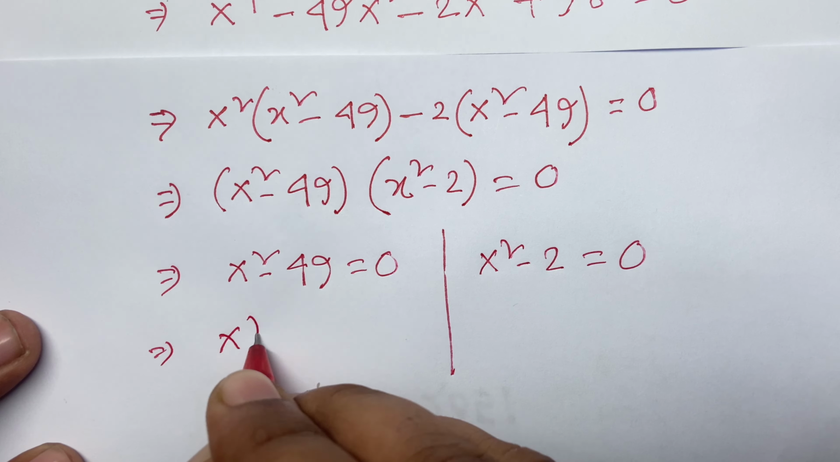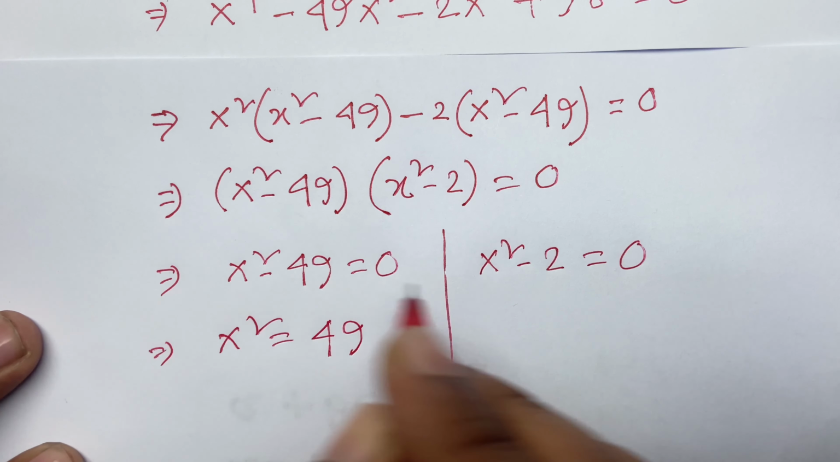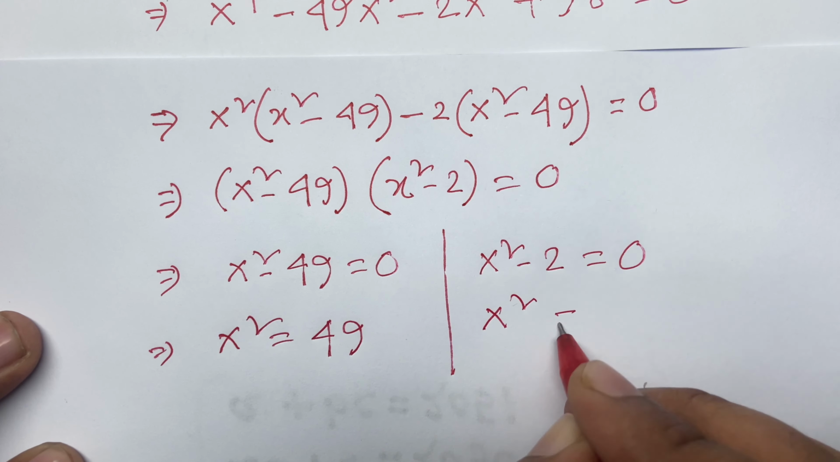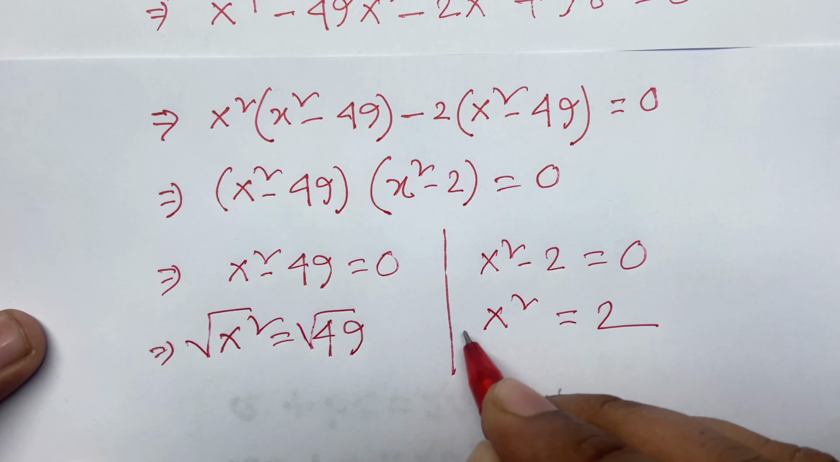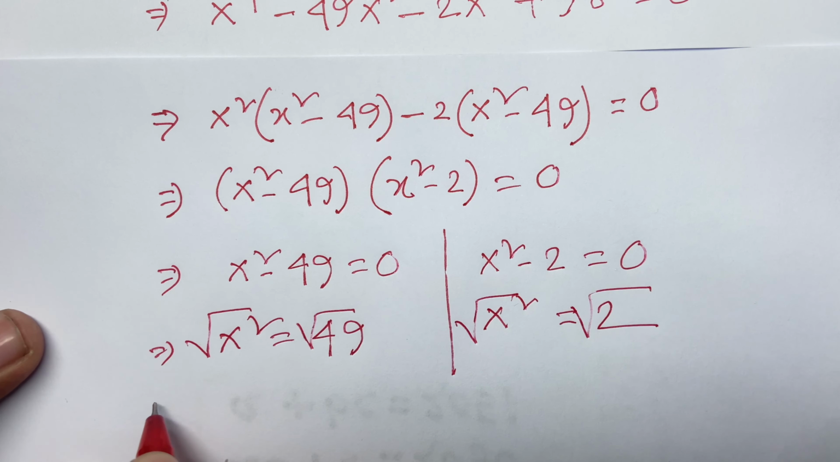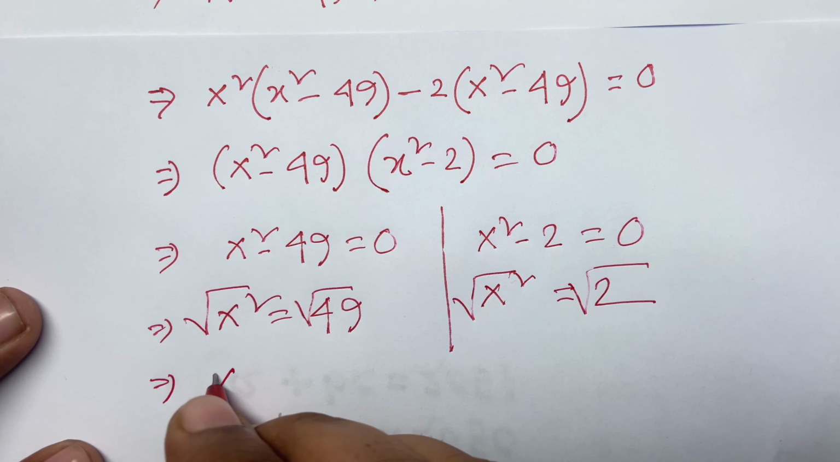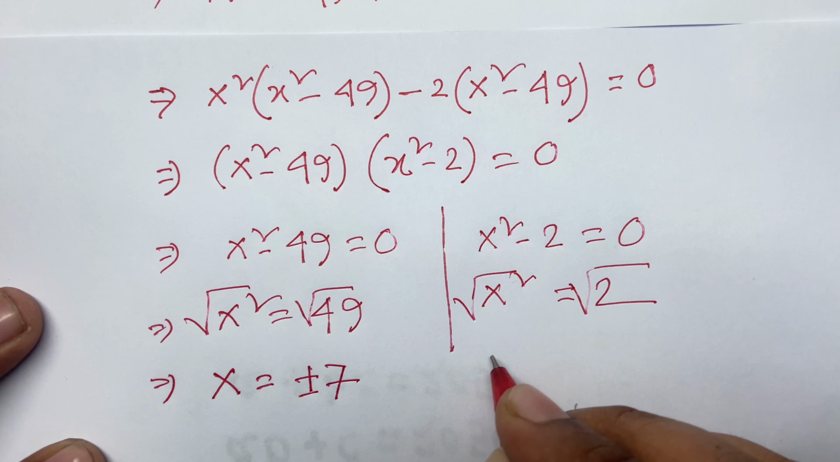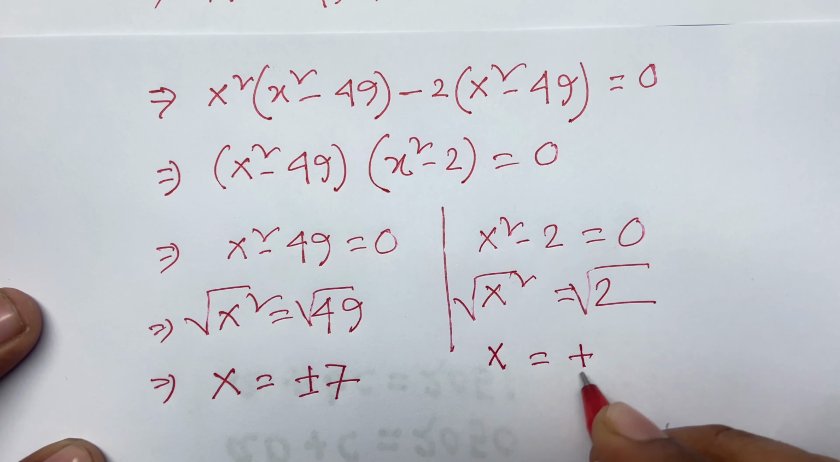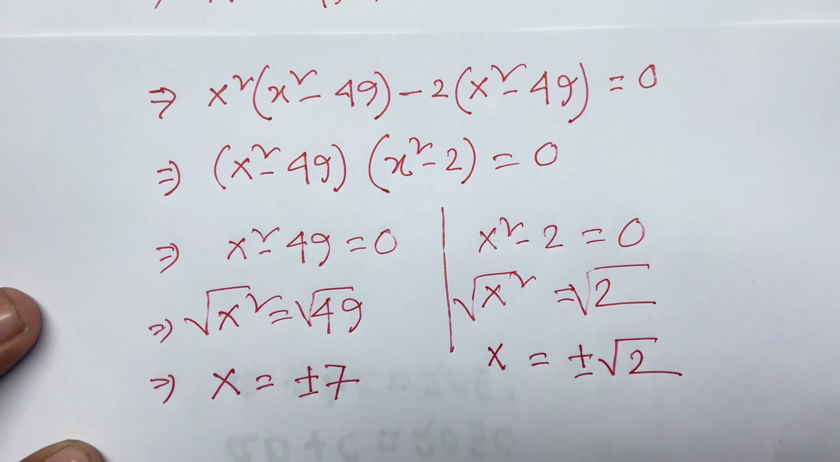Now x square equal to 49, I just change the place, and here is x square equal to 2. I take the square root on both sides. Now I can say x equal to plus minus 7, the square root is cancelled, and here x equal to plus minus square root 2. Now I find out what is the value of y.